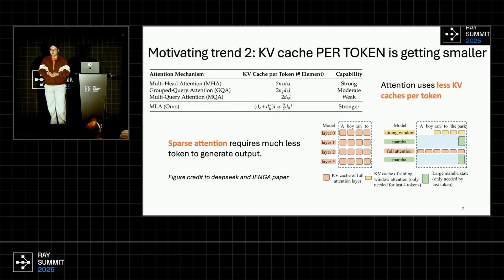Yeah, and we found that this trend is not a coincidence. This trend is because people just want to fit longer and longer context inside their limited GPU memory for more and more complicated workloads. So this is just a natural result of that trend.